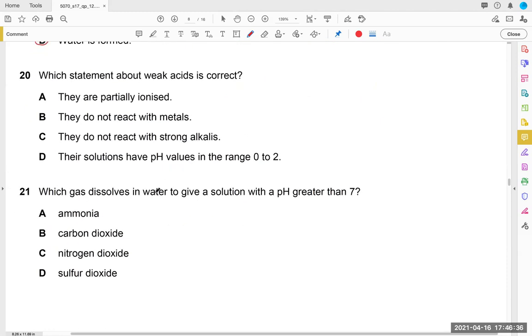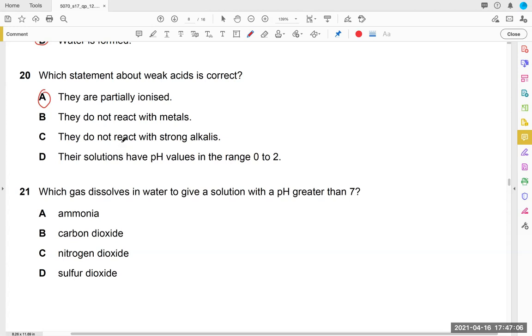Which statement about weak acids is correct? Let's see. Weak acids partially ionize. That is the definition. So yeah, this is true. They do not react with metals is wrong. They do react with some metals, the ones that are more reactive. But that's not special to weak acids. That's true for any acid. They do not react with strong alkalis. Again, wrong. Acids react with alkalis. The solution has pH in the range 0 to 2. That's reserved for strong acids. So this cannot be it.